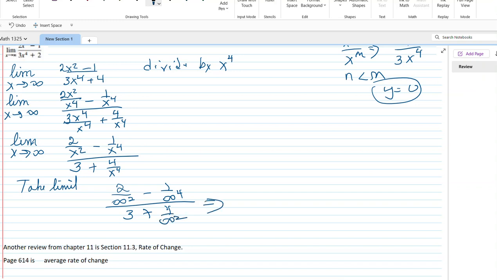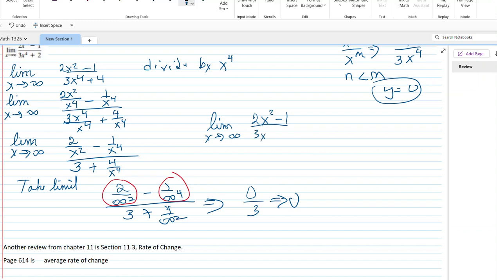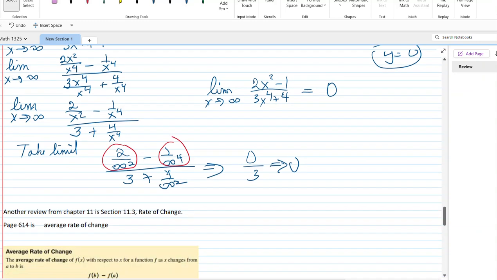Well, what happened here, guys? Yeah, this is 0. Bam, this is 0. So I'm going to have a 0 over 3, which means 0. So the limit as x approaches infinity of 2x squared minus 1 over 3x to the 4th plus 4, sorry about that, is 0. And we got it from that algebra component.